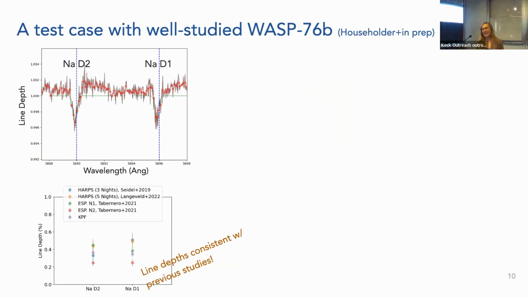So not only do we want detections, but we also want to make sure that the values that we are getting are consistent with what has been gotten before. And so this is showing the sodium doublet in the exoplanet's atmosphere using the method that I had a cartoon of before. And this is a really high signal to noise ratio detection of a sodium doublet in a planet atmosphere. So that's really exciting. And comparing the line depths that we get for both the doublet lines, KPF is in purple, so it's basically right in the middle of all the other detections, and it has a pretty low uncertainty, and they're all consistent with each other. So that's great.